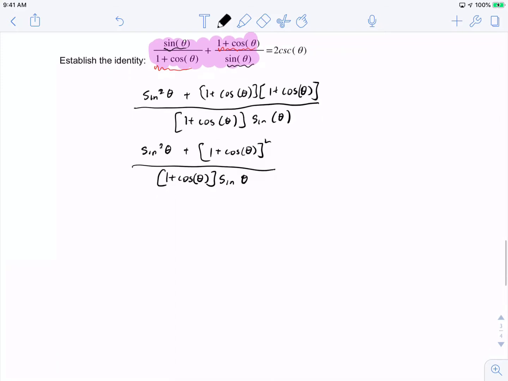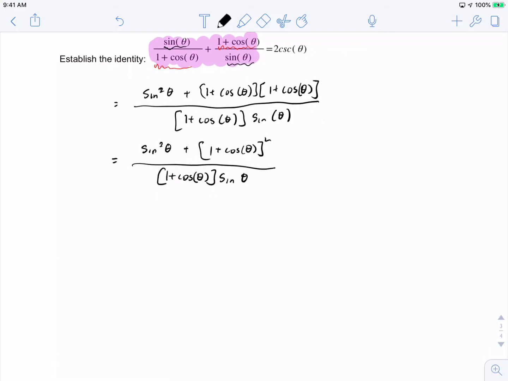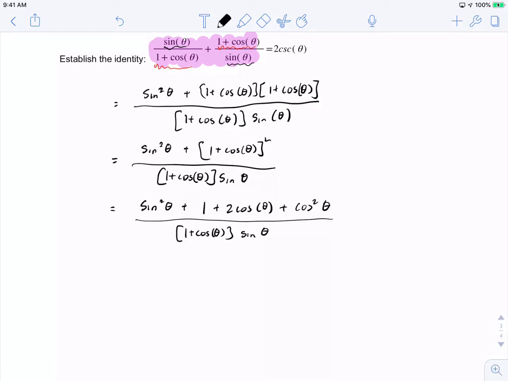Now I can expand the numerator, so that's what I'm going to do. I'm going to go sine squared theta plus 1 plus 2 cosine theta plus cosine squared theta, and again rewriting my denominator. With these problems, you'll notice that it's easy to make mistakes, so be very, very careful when doing these.